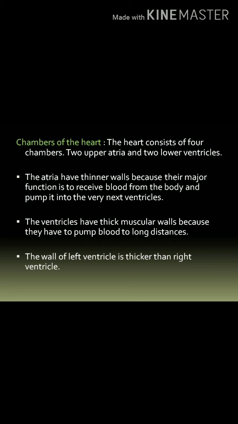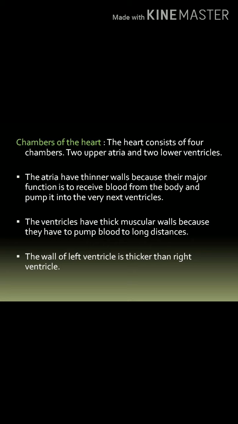The atria have thinner walls because their major function is to receive blood from the body and pump it into the very next chambers, the ventricles. Here the atria or auricles have thin walls because they have to receive the blood and then pump it into the next region, the ventricles. There is no need to produce more pressure to pump the blood. The ventricles have thick muscular walls because they have to pump blood over a long distance.